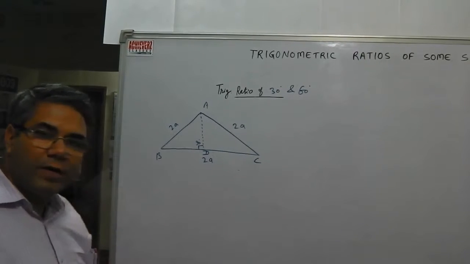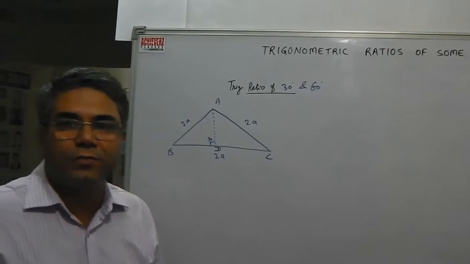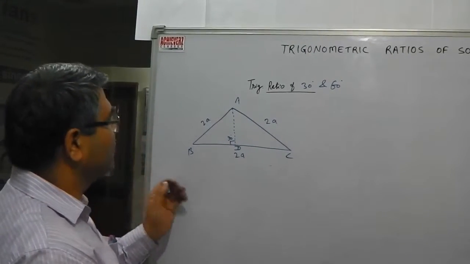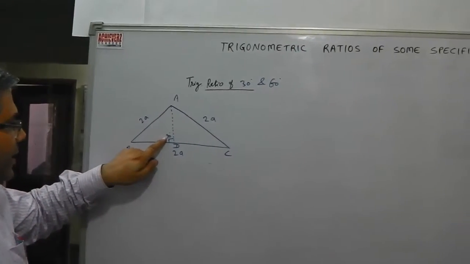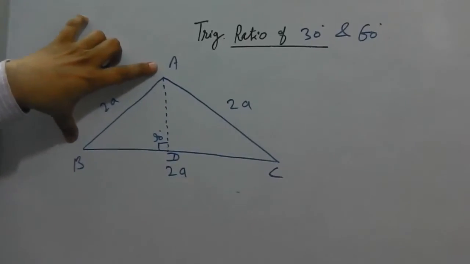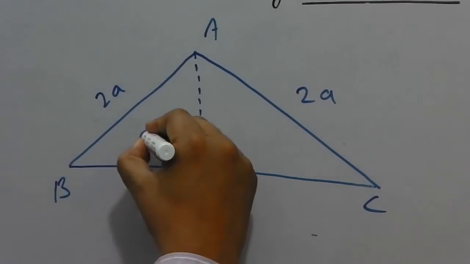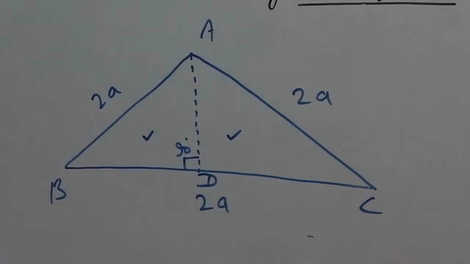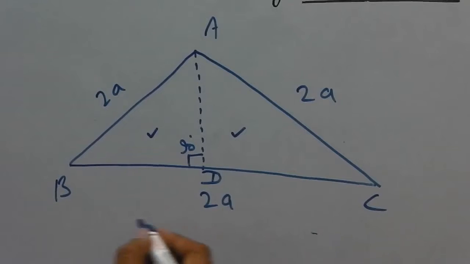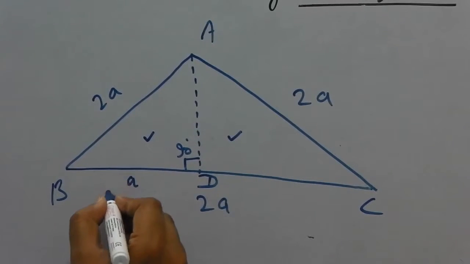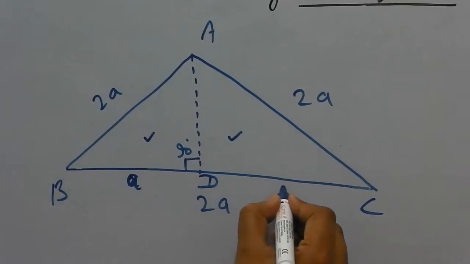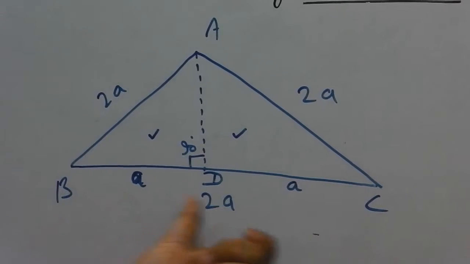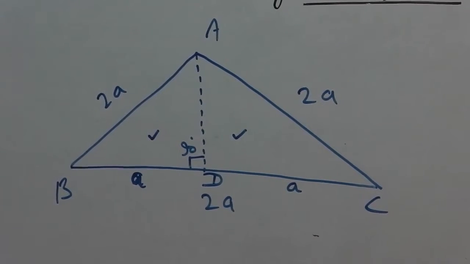As you have already studied about the congruency of triangles, there will be RHS congruency because of this 90 degree angle opposite to hypotenuse, and this side. This triangle and this triangle will be congruent to each other. So BD will be equal to DC. So this will be A and this will be A, because total is 2A. So this will be half of this. So this is A and A. So now we have this.